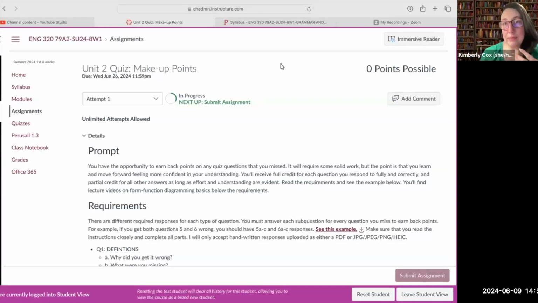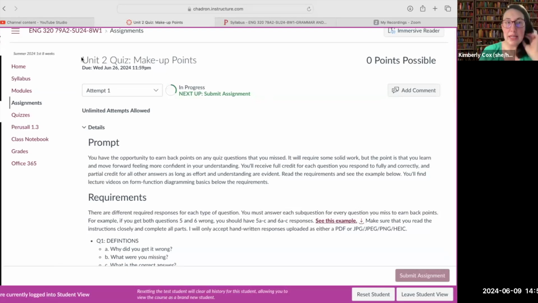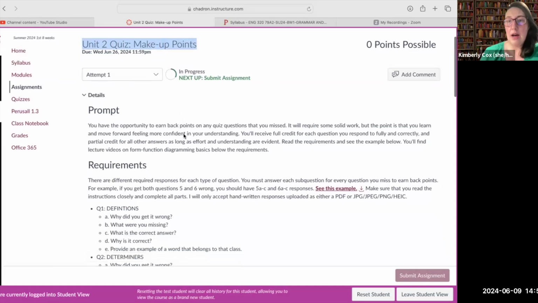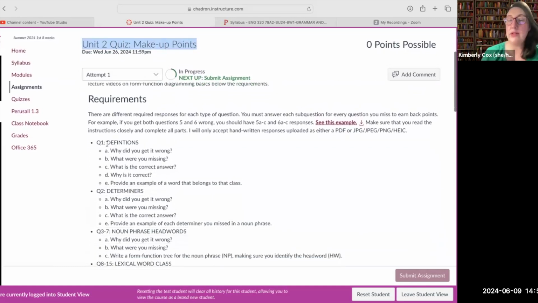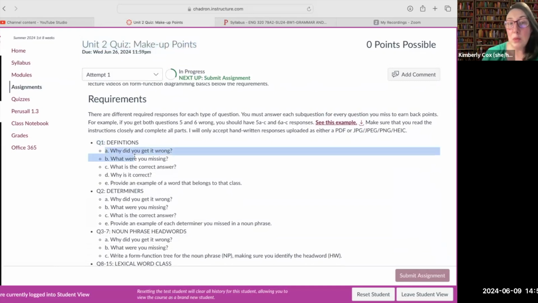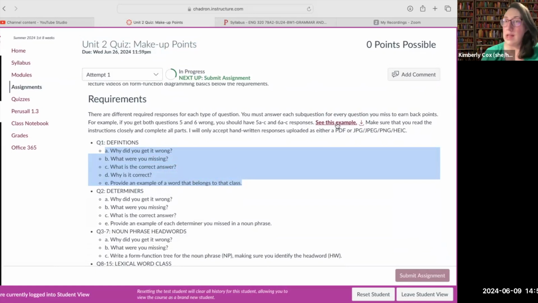So here's an example of what those tasks might look like. So this is, as you can see, Unit 2 quiz makeup points. So there'll be a prompt that's pretty standard, and then we'll specify the requirements. So let's say that you miss question number 1, which focuses on definitions. You're explaining to me why you got it wrong, what you were missing, what the correct answer is, why it's correct, and providing an example of a word that belongs to that class.